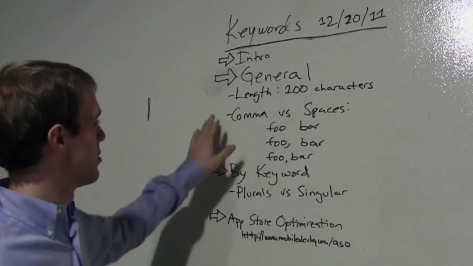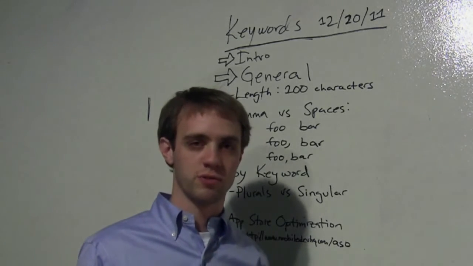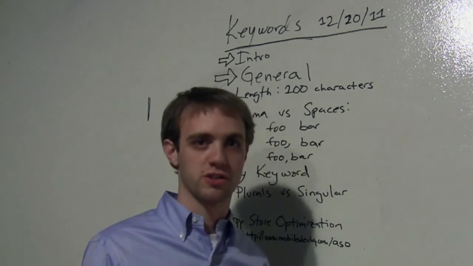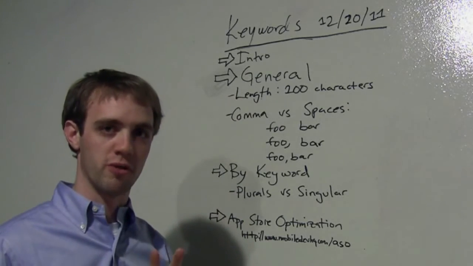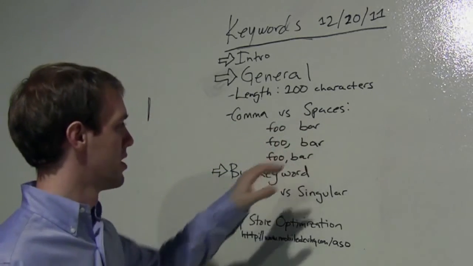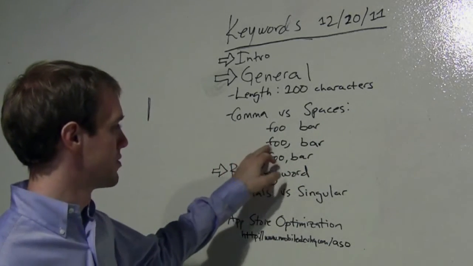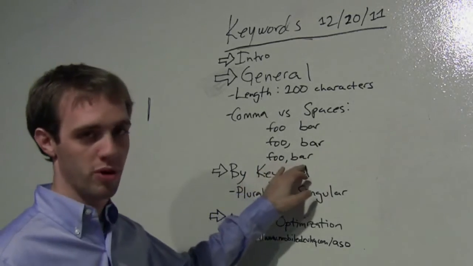The second thing that we want to talk about is commas versus spaces. So when length matters, we have to understand, where should we spend our characters? And so the first option that we could do if we have 2 keywords that we care about, foo and bar, is we could have foo space bar. The second option we could do is foo comma space bar, and the third option would be foo comma bar.